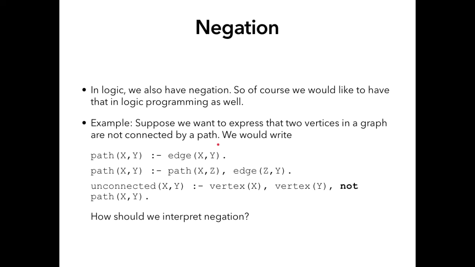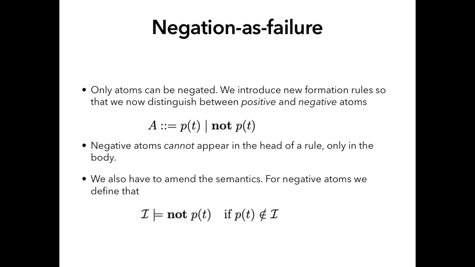We've got the first two clauses in the definition of the path predicate, but then we add a clause defining the unconnected predicate. X and Y are unconnected if X and Y are vertices, and it's not the case that there is a path from X to Y. It would be nice if we could simply write not, and indeed we can, but then we must think about how we can interpret negation. When is something not the case? What we do in Datalog and in Prolog is that we take the negation as failure interpretation. And I will explain that now.